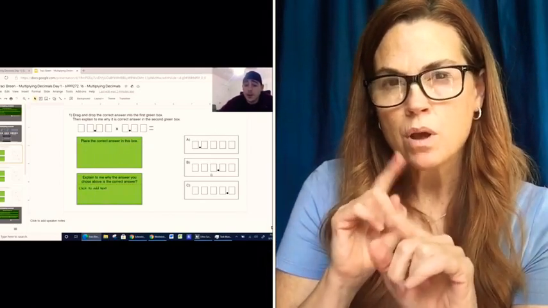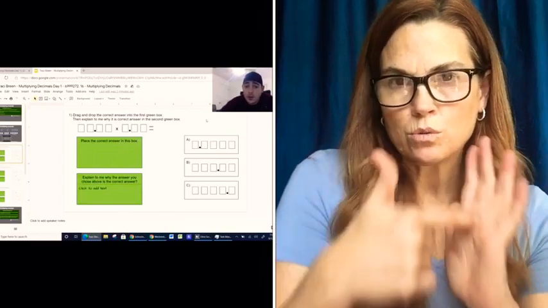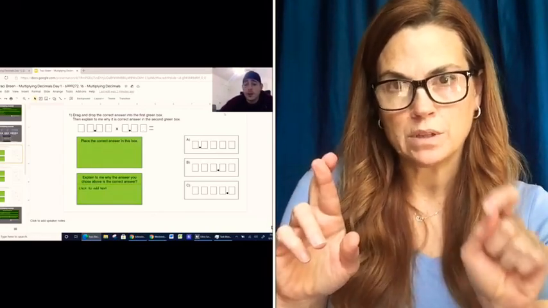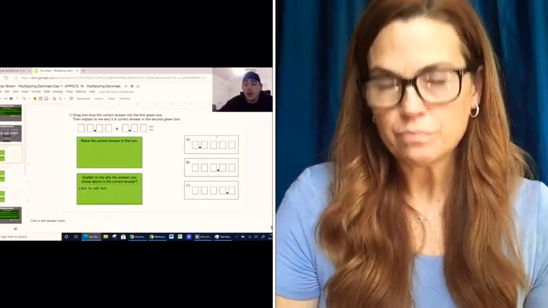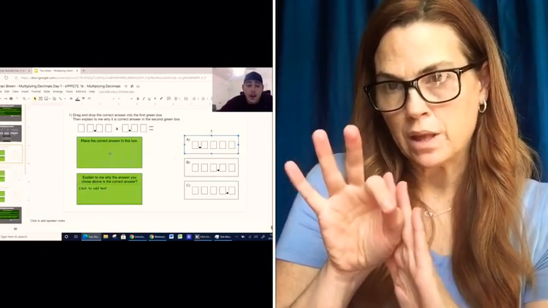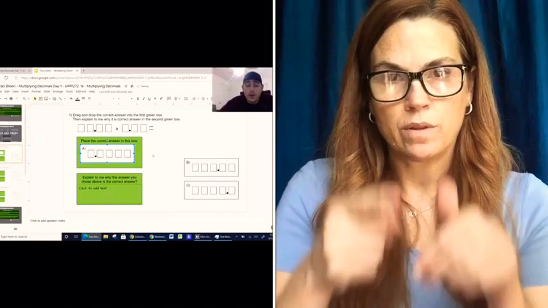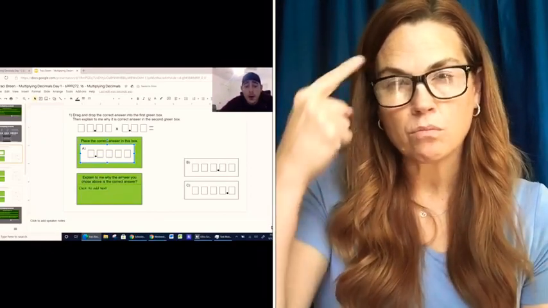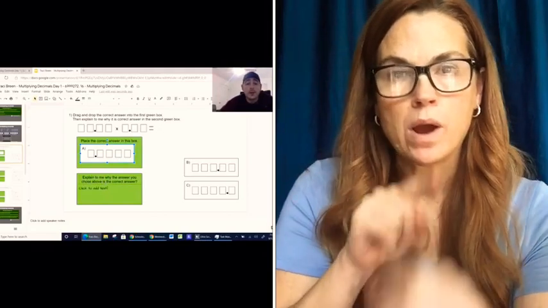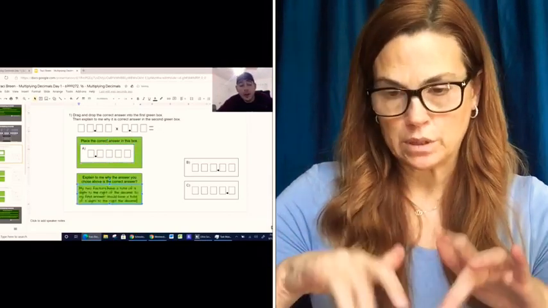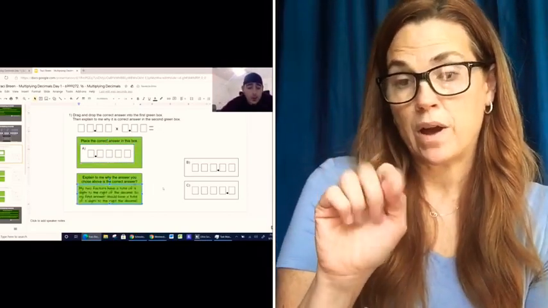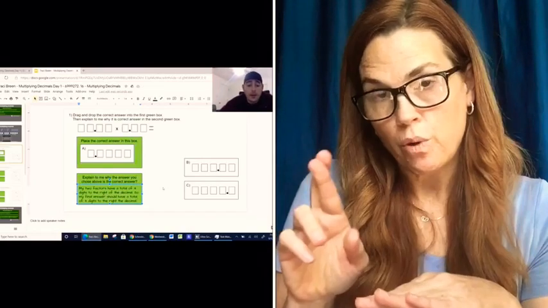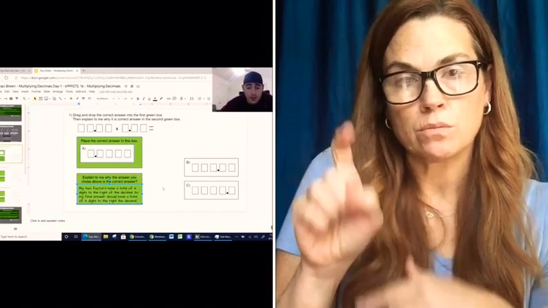So then I look at my answer choices and say, which one is showing me that I would have a total of 4 digits to the right of my decimal in my answer choice? And so I select it and I drag it over to the first box. And then the second one, it says, explain to me why the answer you chose above is the correct answer. So I would type, my two factors have a total of 4 digits to the right of the decimal. So my final answer should have a total of 4 digits to the right of the decimal.